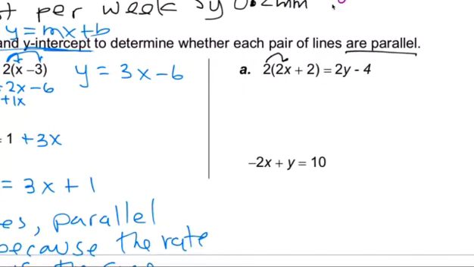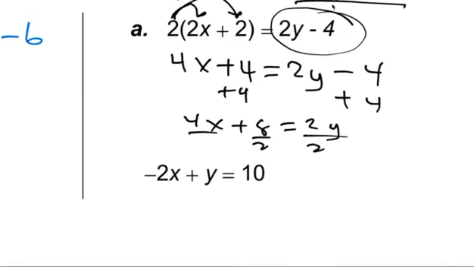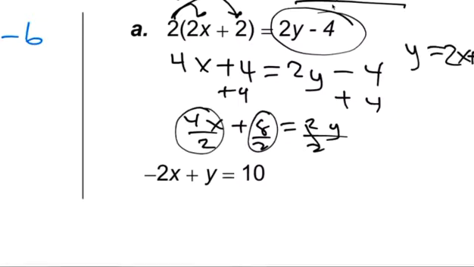Okay, distribute. 4x plus 4, 2y minus 4. What's on the wrong side? The negative 4. Add 4. 4x plus 8 equals 2y. Divide by 2. Okay, we got y equals 2x, and this is plus 4.